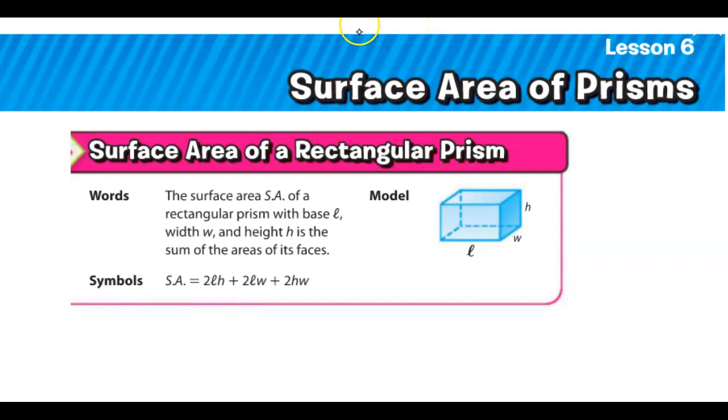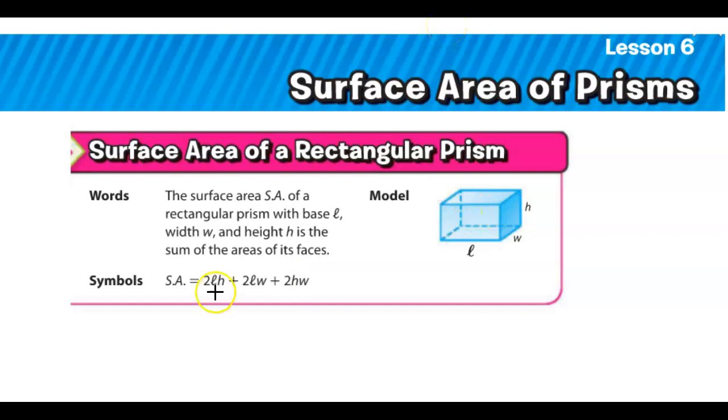So then the next part of the formula tells me to do 2 times the height times the width. So this would be the height, and this would be the width. So I would end up with the area of the right-hand side. The little 2 in the front allows me to double that and get the area of the left-hand side.